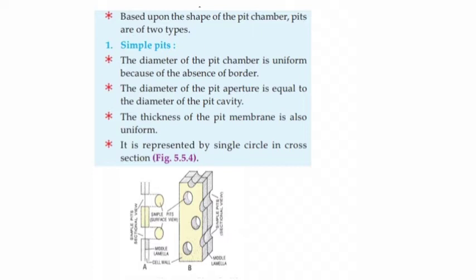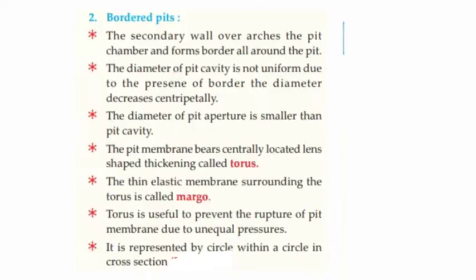Number 1, simple pits. The diameter of the pit chamber is uniform because of the absence of border. The diameter of the pit aperture is equal to the diameter of the pit cavity. The thickness of the pit chamber is also uniform. It is represented by a single circle in cross section. Let's check the diagram carefully for better understanding of these simple pits.